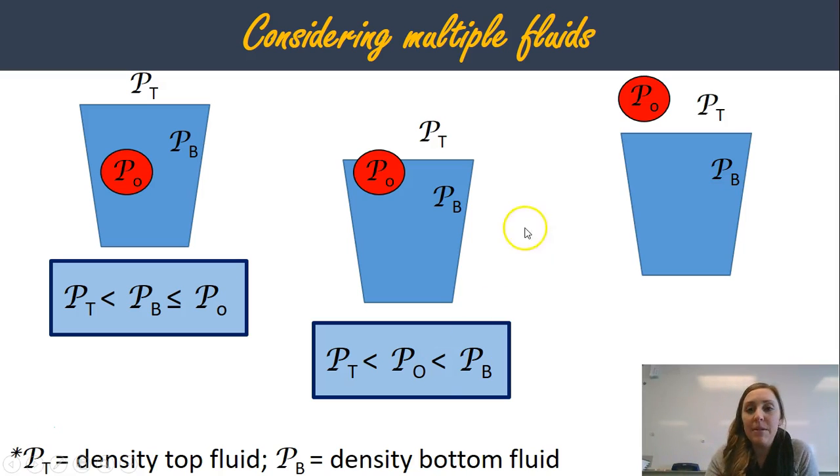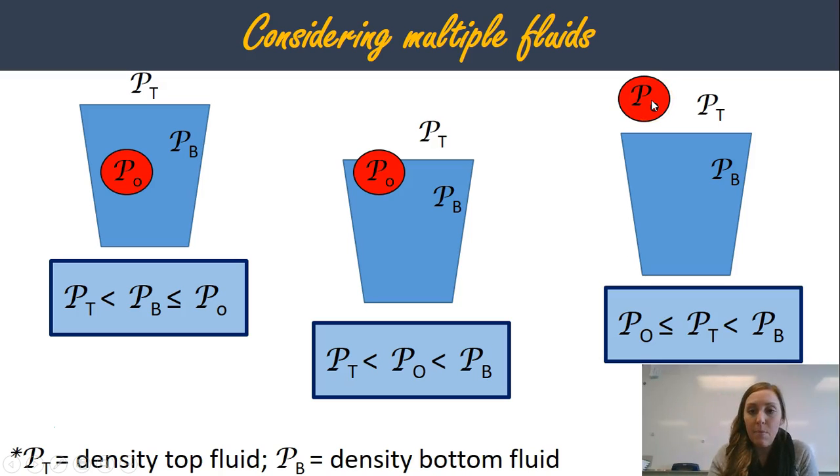And the last one, if something's up here and it's probably going up more, the density of the object could be equal to the density of the top fluid, or it could be less, because if it's going up, up, up, and going eventually above, that's less dense than the bottom fluid. So these are our three main scenarios.